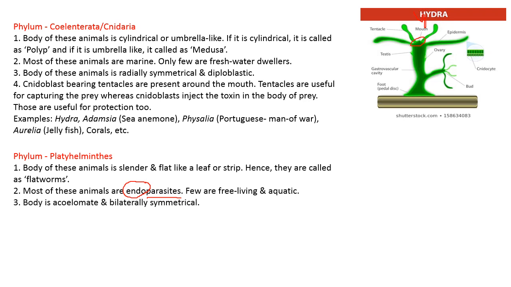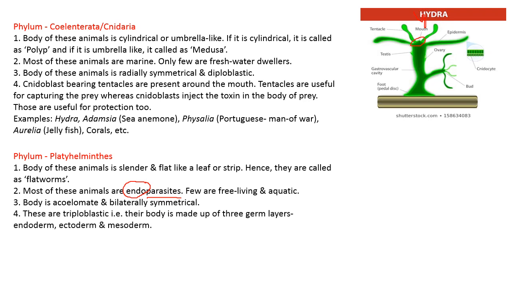The body is acoelomate. Acoelomate means, as we have discussed, the absence of a body cavity. There is no body cavity present. That is what we call acoelomate. They are also bilaterally symmetrical, which means they can be divided into two equal parts.